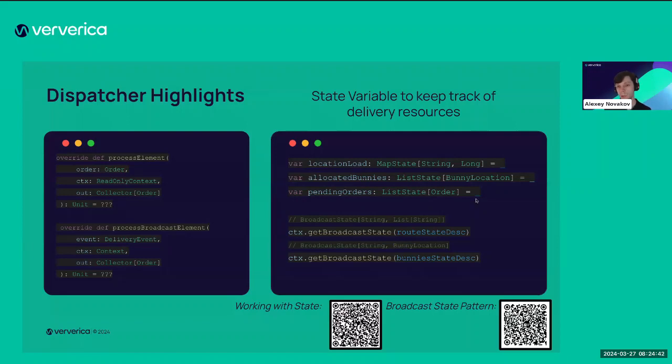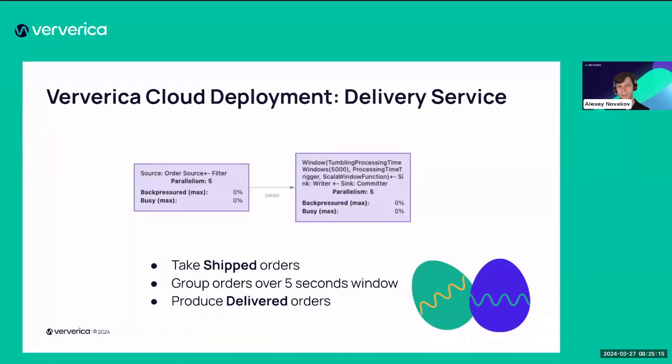Then if we cannot ship an order, we buffer them in a specific list. It is the pending orders variable, you can see here, and two broadcasted variables, which are the information about routes and bunnies. So we are operating over these 5 variables in order to make that solution possible, which I described on that bigger diagram, where we make a decision like what can be taken to ship the order further.